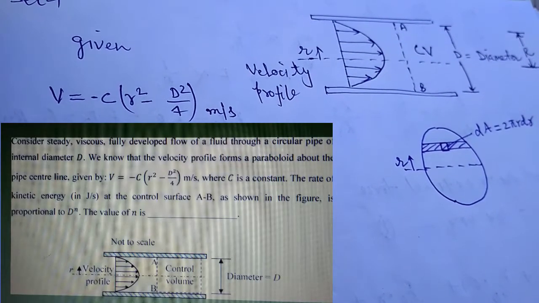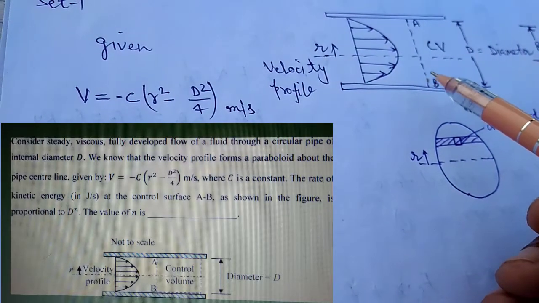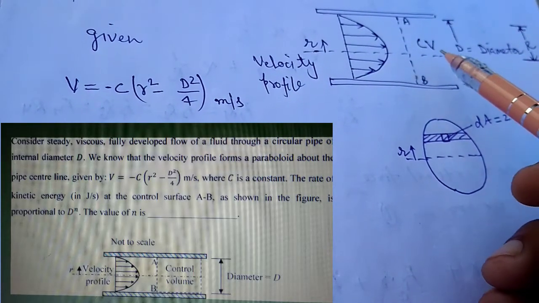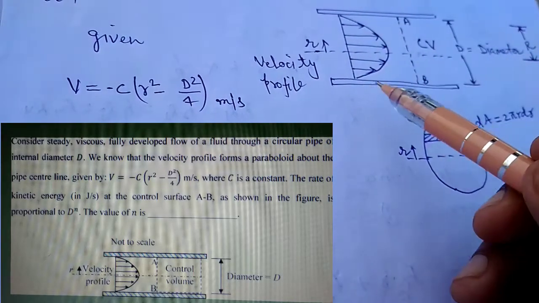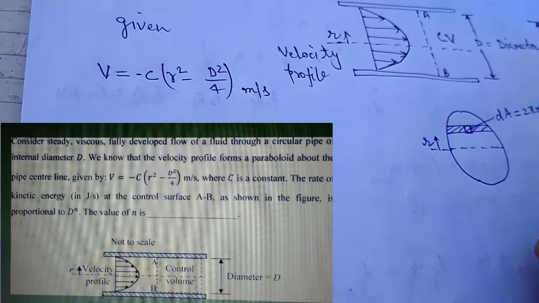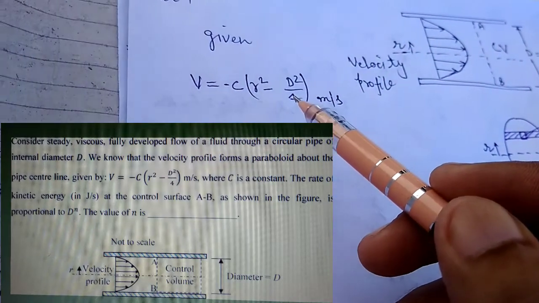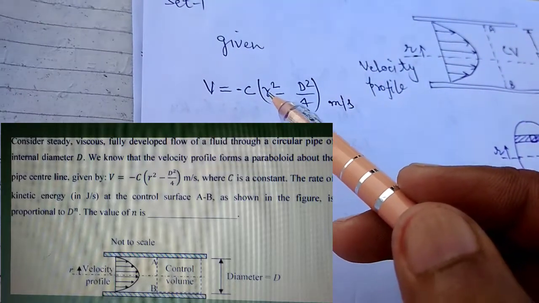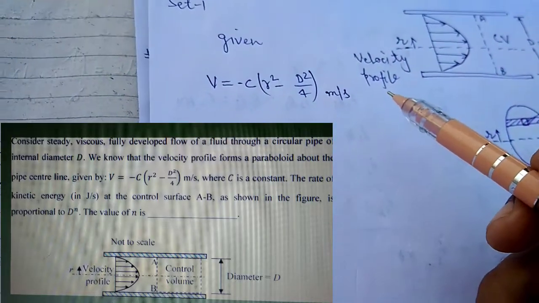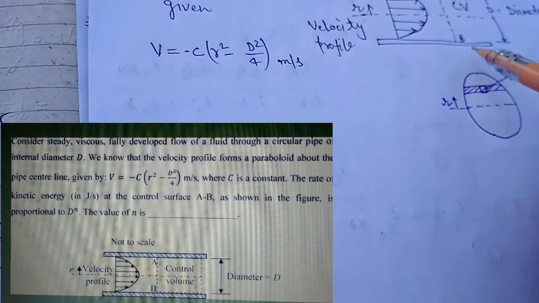So now we will solve this question, and this is the velocity profile. The fluid is flowing in this direction, and this is the control volume, and this is our pipe having internal diameter capital D. The velocity profile forms a paraboloid given by v = -c(r² - D²/4) meter per second. So we have to find the rate of kinetic energy in the control surface AB.